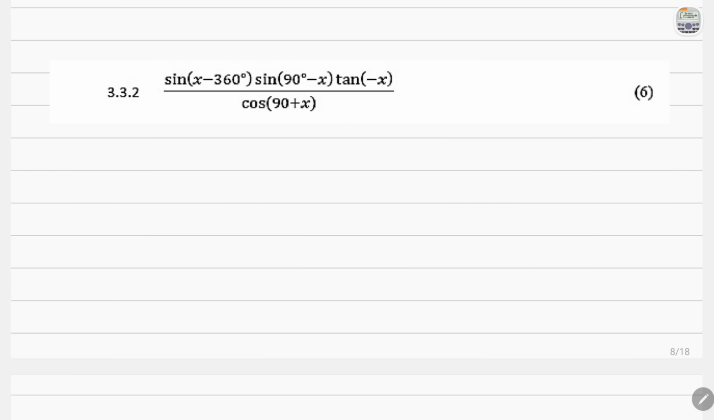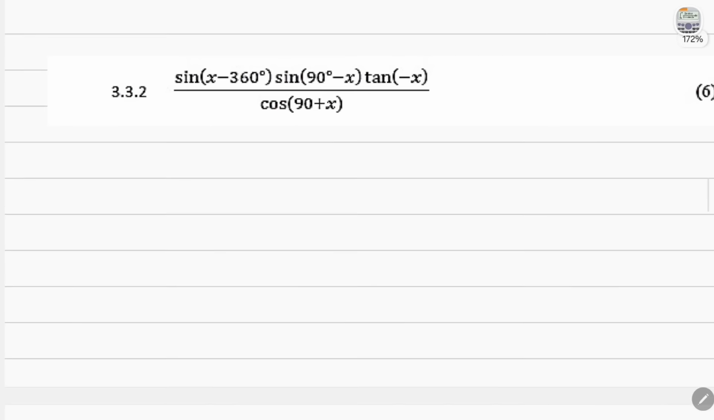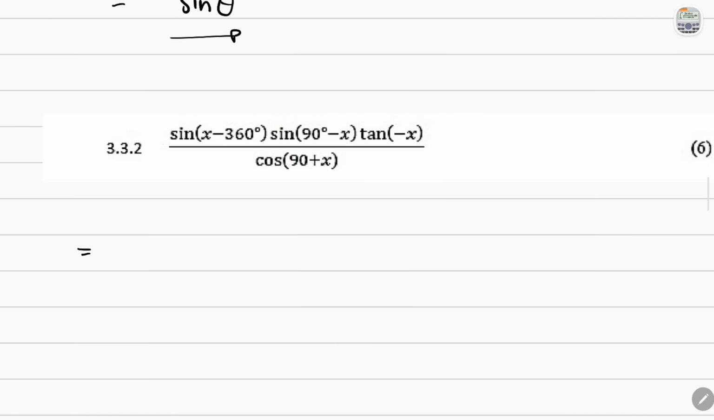Question 3.3.2 says we need to simplify this. Let's just see what we need to do here. We have sine x minus 360 degrees. Grade 11s, always watch out for when your angle is negative. When the angle is negative, the simple solution to this is to add 360 degrees to it. So we're just going to add 360 degrees. And then what happens? It cancels and we'll be left with sine x. And then we have sine 90 degrees minus x. We can use cofunctions for that. And so that simply becomes cos x.